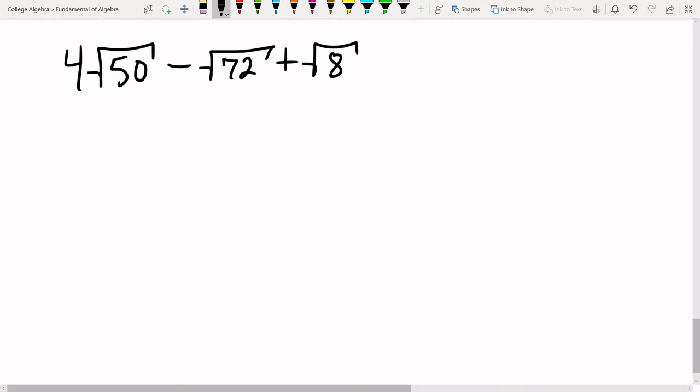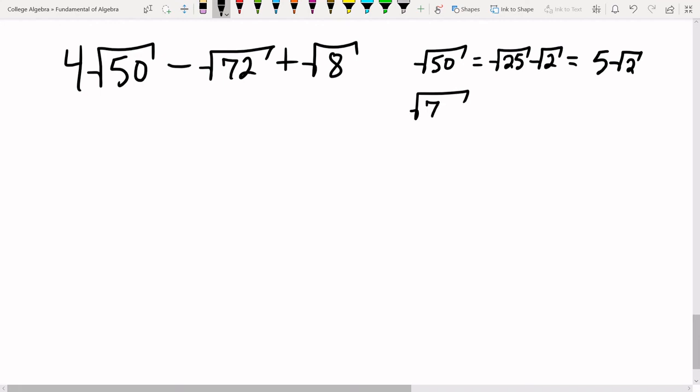we want to simplify them to see if they actually simplify to be the same thing. So let's look at root 50 first. You can use the prime factorization tree, or you can ask the question, is there a perfect square within 50? Because this is a square root, so we're looking at just perfect squares. And there is. 25 is in 50. So I can write it like this, because 25 times 2 is 50.